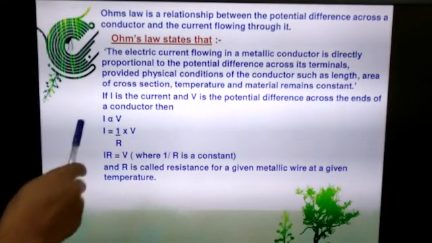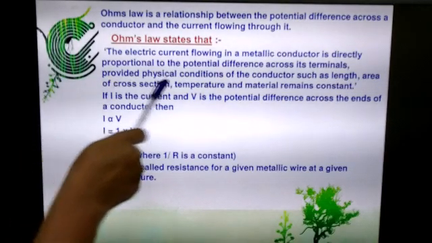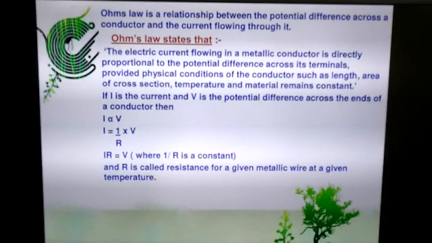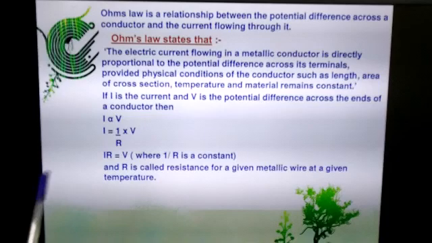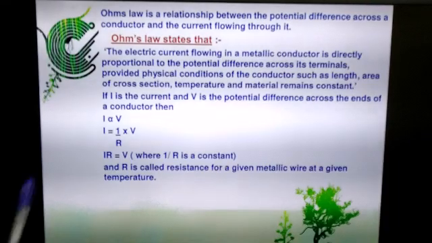The electric current flowing through a metallic conductor is directly proportional to the potential difference across its terminals. This condition is very, very important, provided the physical conditions of the conductor, such as length, area of cross section, temperature and material, remain constant. So if I is the current and V is the potential difference applied across the ends of the conductor, then I is proportional to V.